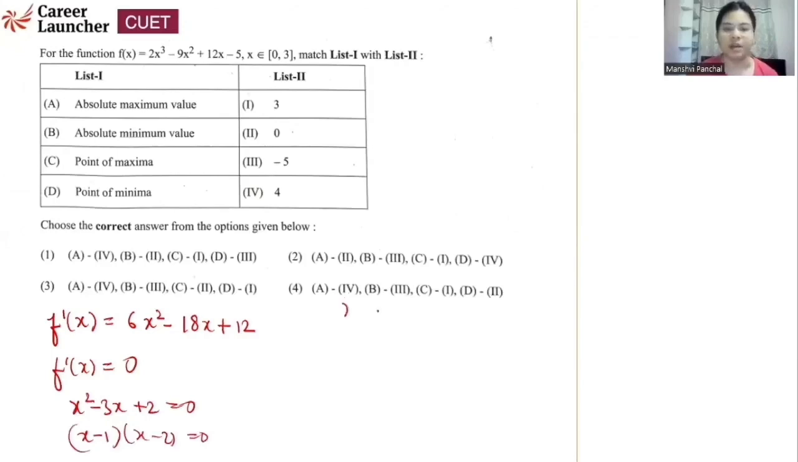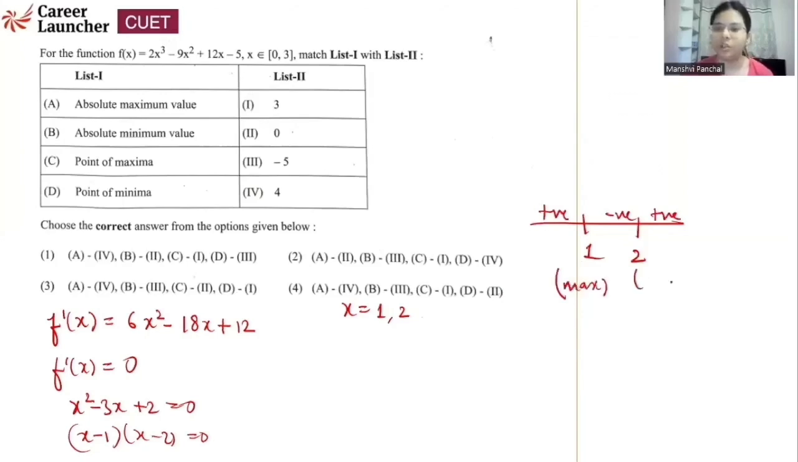So x will have two values, 1 or 2, right? The critical points are 1 and 2. Now, this is 1, let's say, and this is 2. Before 1, at 0, if I put 0, then 0 minus 0 plus 2 is positive, then negative, and then positive. It means if it is going from positive to negative, 1 is your point of maxima and 2 is your point of minima, right? But you will also find what the values are at 0 and 3. Then only we can find the correct answer.